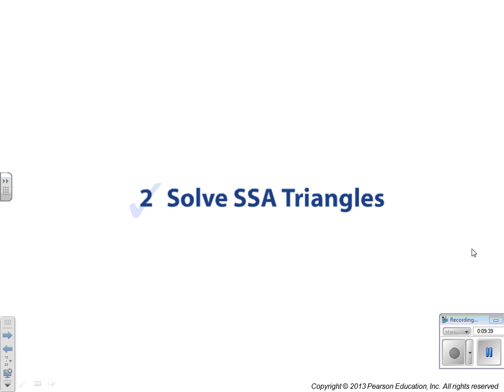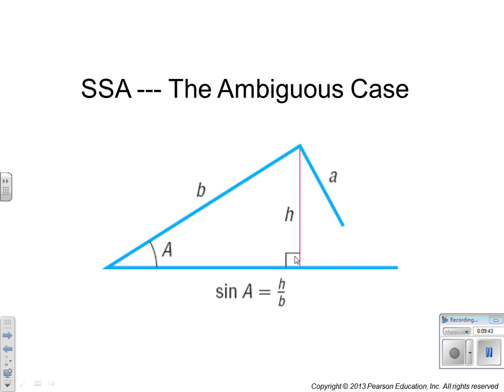All right, let's go to the other case, side-side-angle triangles. These are a little bit tricky. Sometimes we do not know if we're going to get the ambiguous case. So the ambiguous case sometimes happens in a side-side-angle situation.